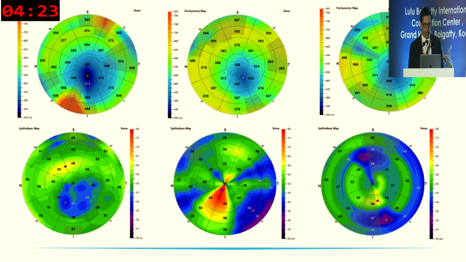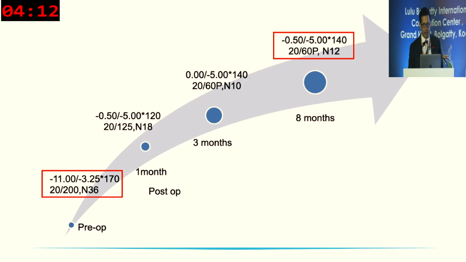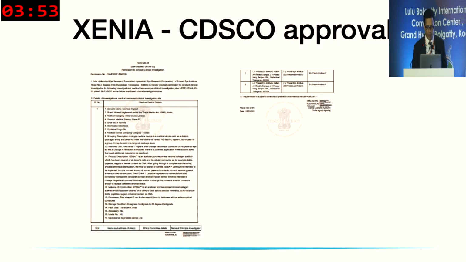The epithelial thickness map also seemed to increase, where he had very thin epithelium overlying the cone. The epithelium started to thicken and became a little more normalized over time for this patient. Eventually, this patient, with a -11 and a 3.25 preoperatively, correcting to 20/200 at 8 months, had a zero spherical error with a cylindrical error of -5, and he was correcting to 20/60, which the patient was very satisfied with, without having to wear contact lenses at this point of time.